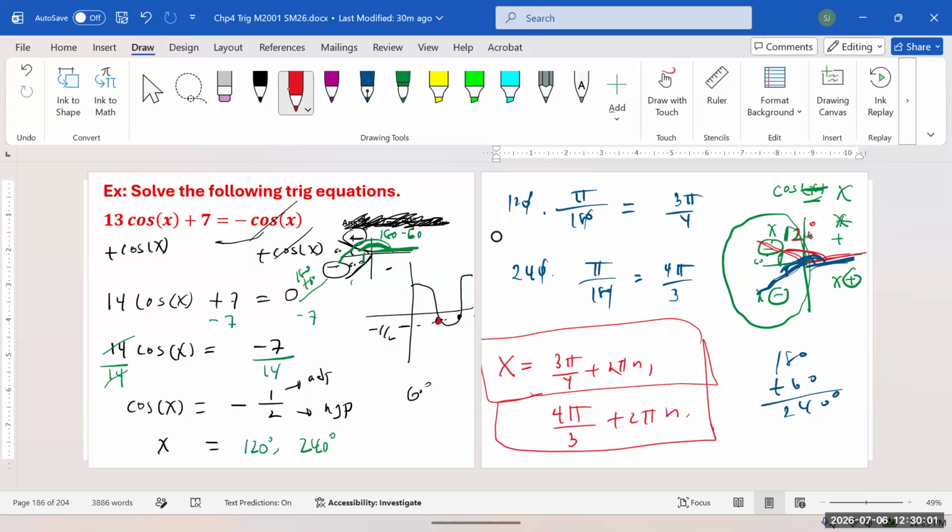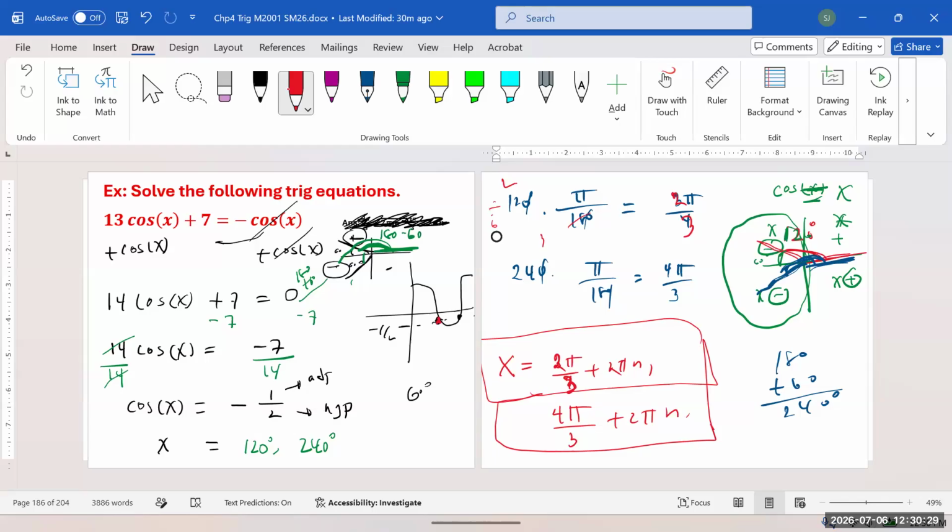3 pi over 4. So you divide it by 6. I trusted you guys. It's 2 pi over 3, right? Divided by 6 is 2, divided by 3 is 3. So 2 pi over 3. 2 pi over 3. And the next one is correct, right? Divided by 6 is 4 and 3. Yeah. Thank you. Good catch. 2 pi over 3.